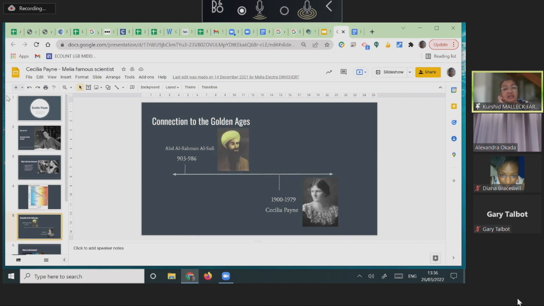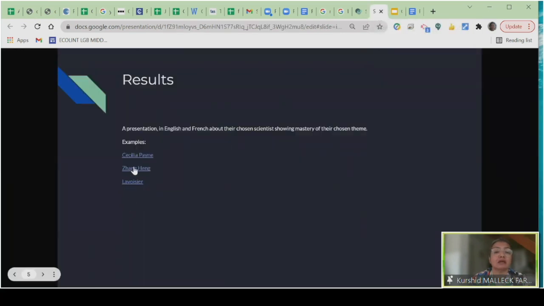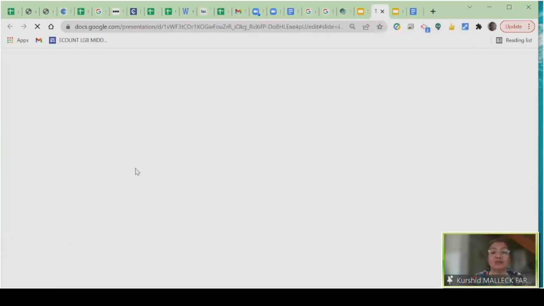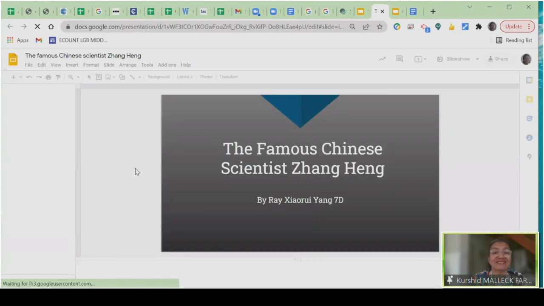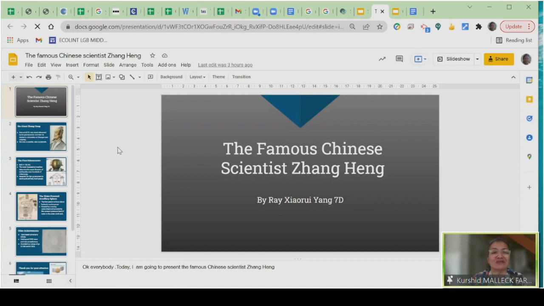Here you can see that the student chose an ancient scientist from the golden ages, I think it's called, and inserted that in their understanding of how that helped to build Cecilia Payne's science. Another example that I have here is Chinese scientists, which I learned a lot about, which is a bonus when you're having presentations from students. When you get to learn, it is really, really useful, I think.